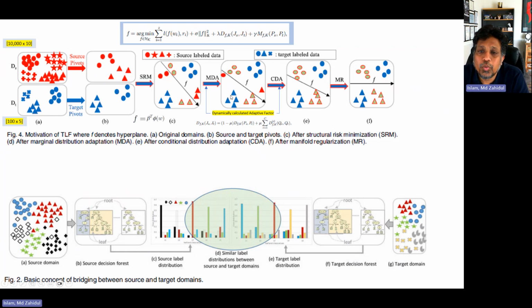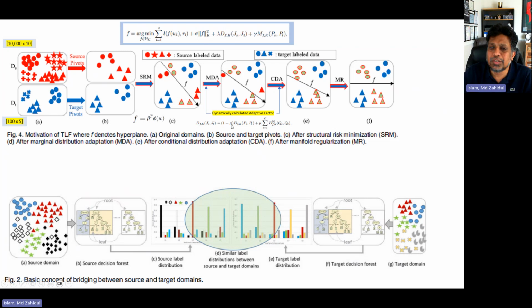With each distribution adaptation, the function is getting better and better. At the end of the conditional distribution adaptation, in this symbolic example, we can see that the function is 100% accurate. It's accurately classifying all the records. Now, one contribution we have made here: generally in the literature, existing techniques treat marginal distribution adaptation and conditional distribution adaptation as equally important, but we said that sometimes it can be more important to focus on marginal distribution adaptation than conditional, and sometimes the other way around. So we used a dynamically calculated adaptive factor here that is represented by mu.